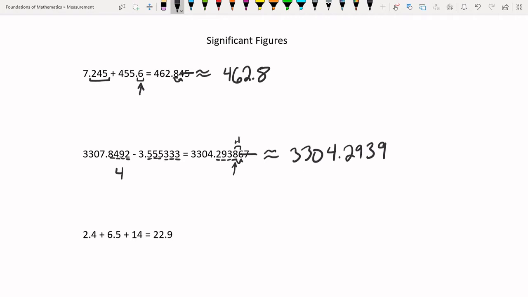Next one's very similar. We have 1 decimal place, 1 decimal place, no decimal places here, which means we have to round to the whole number. Is that 5 or greater? It is, so we're going to add 1 and cancel it. So 23 will be the correct answer there.